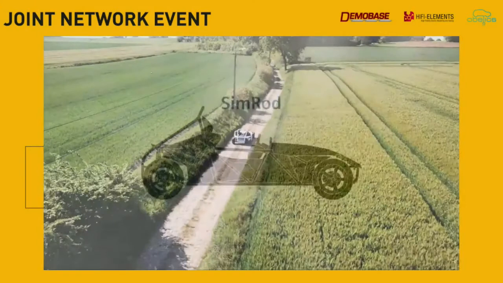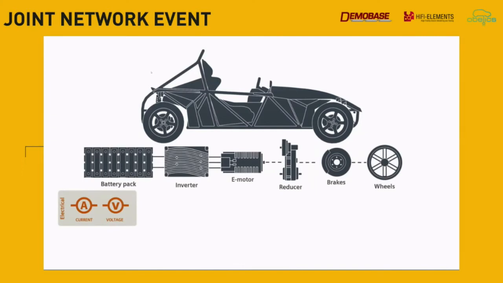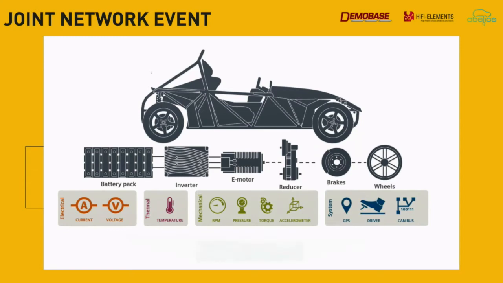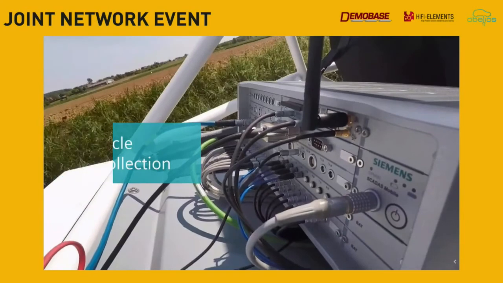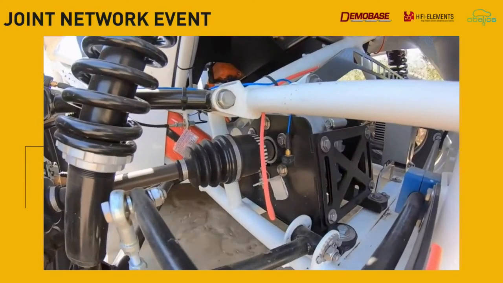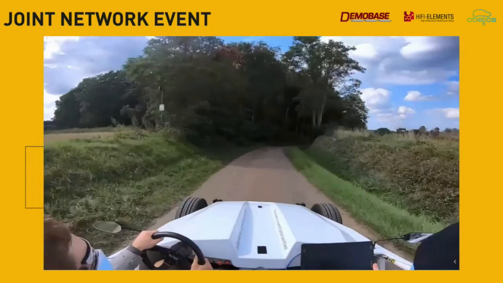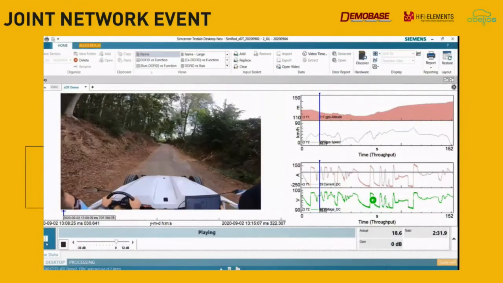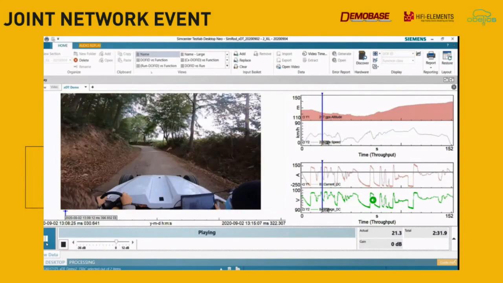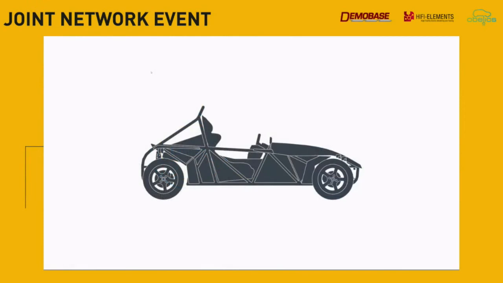So we collected first reference data with our Simrod electrical vehicle. Different components were checked, and we did different measurements from electrical to system variables with a Siemens SCADA system. Everything is measured synchronously. Different types of roads were measured, like you could see here with our vehicle. Different types of heights were selected during these tests, also different types of speeds. We created our own Leuven driving cycle.